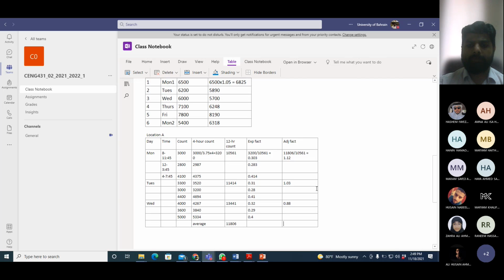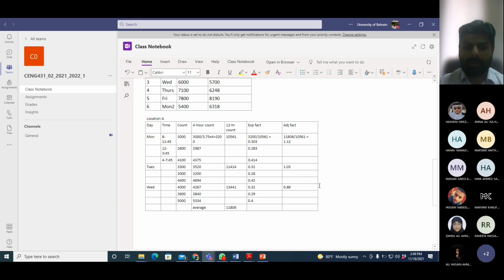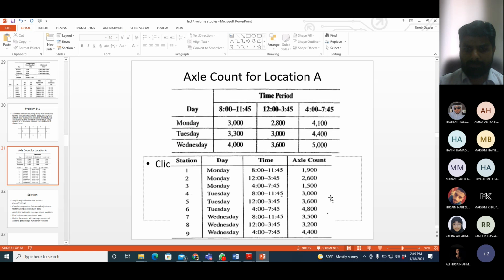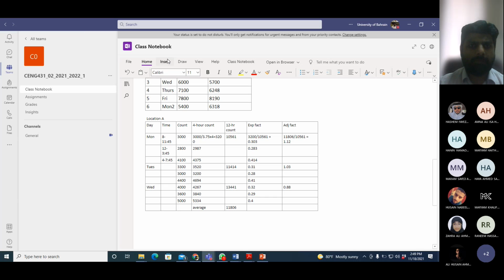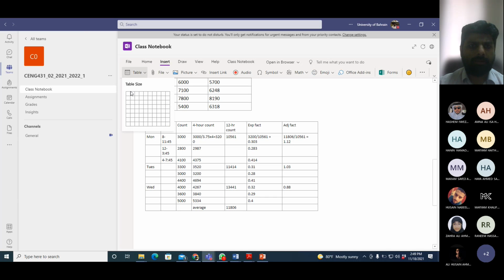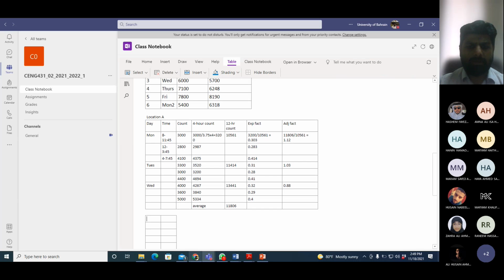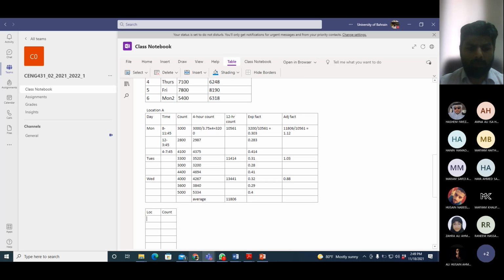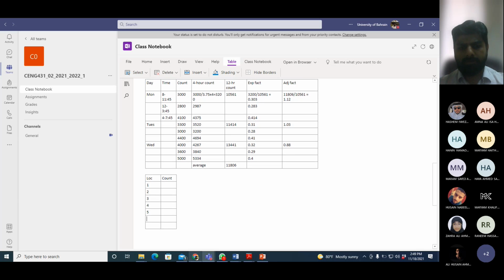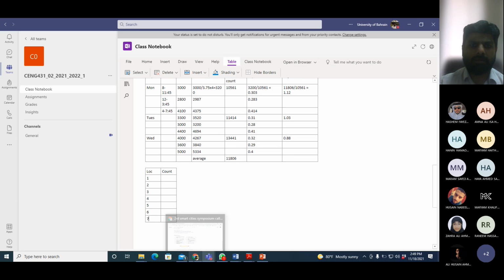Now let us move to the control coverage count location data. So this is the coverage count location data. I'll make a table here. Location, day, time. Should I do that? Location, count. 1, 2, 3, 4, 5, 6, 7.